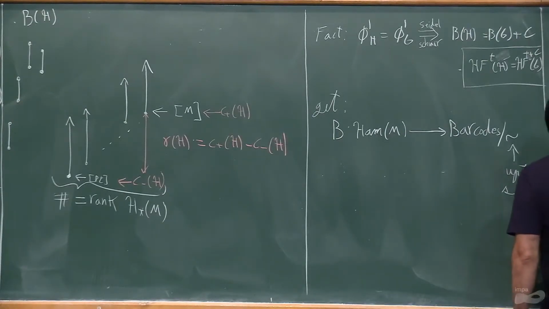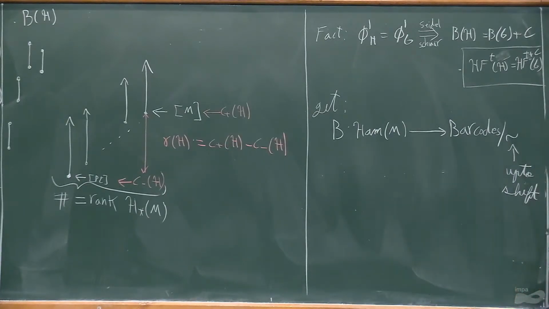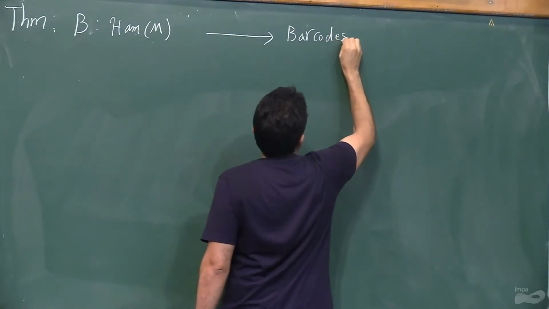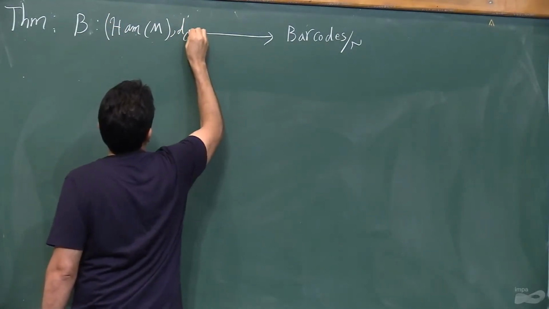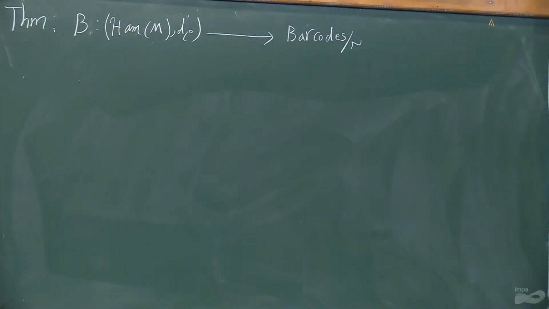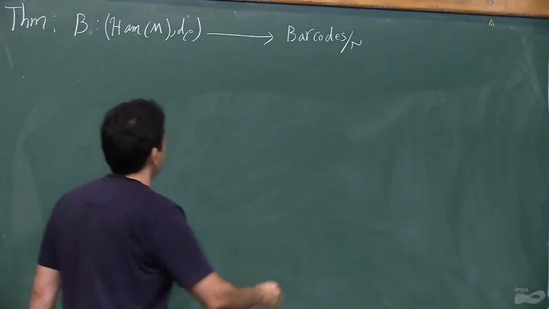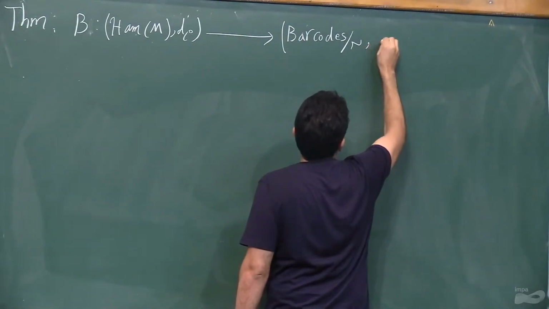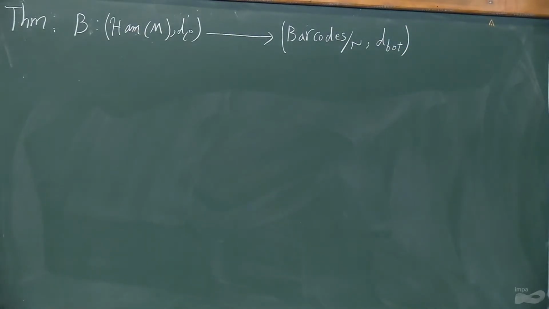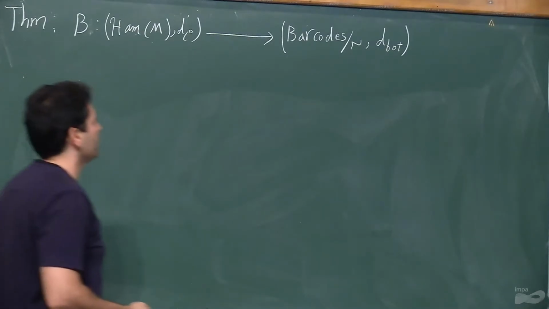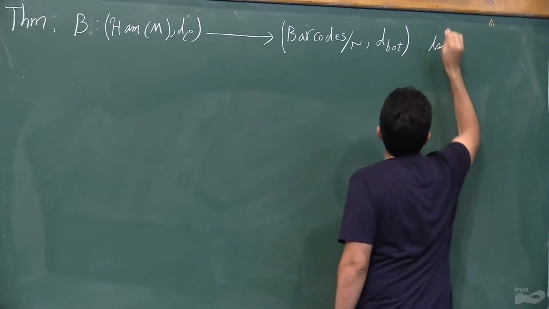So consider, as I just said, I have this mapping which I call B from Ham(M) to the space of barcodes up to shift. Now, I equip Ham(M) with the C0 topology, the topology induced by C0 distance, topology of uniform convergence. And I equip the space of barcodes up to shift with the bottleneck distance. So the bottleneck distance descends to the quotient. And now I have a mapping of two metric spaces. Okay? And the theorem is that this mapping is continuous.